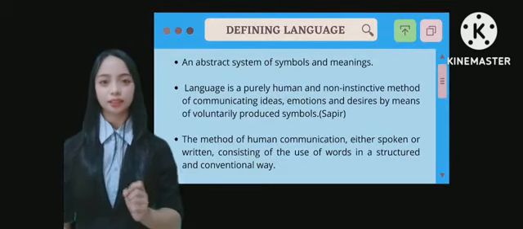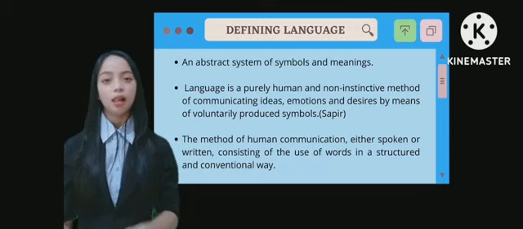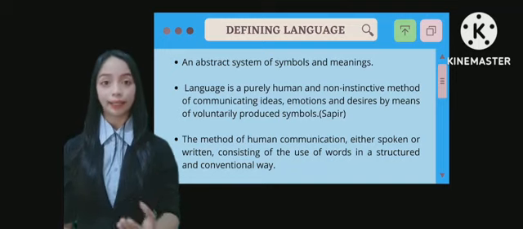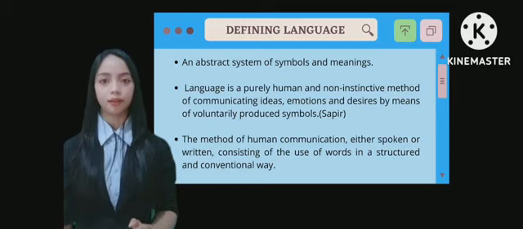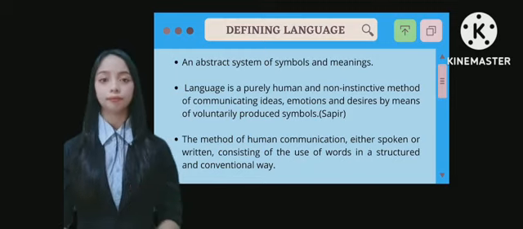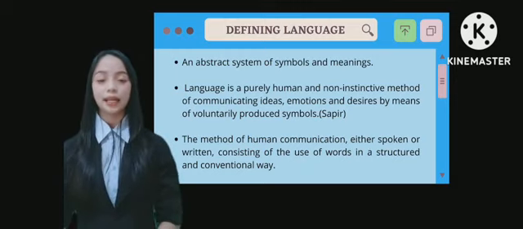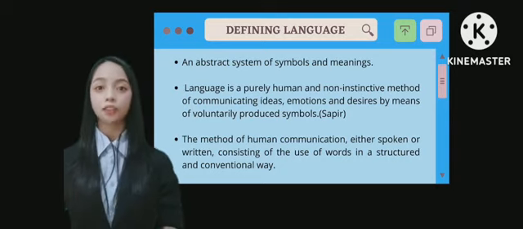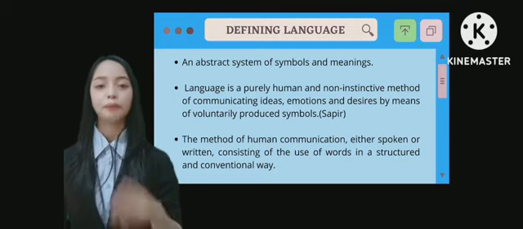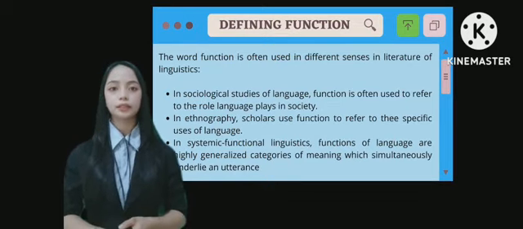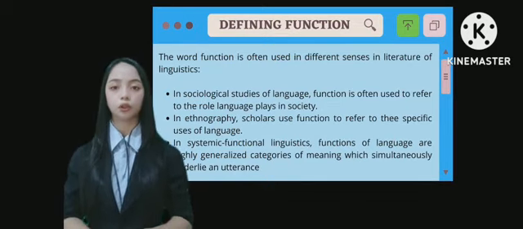Language, an abstract system of symbols and meanings. Language is a purely human and non-instinctive method of communicating ideas, emotions, and desires by means of voluntarily produced symbols. It is the method of human communication, either spoken or written, consisting of the use of words in a structured and conventional way. Examples of language are words spoken, words read in a book, and people using their hands to express themselves.